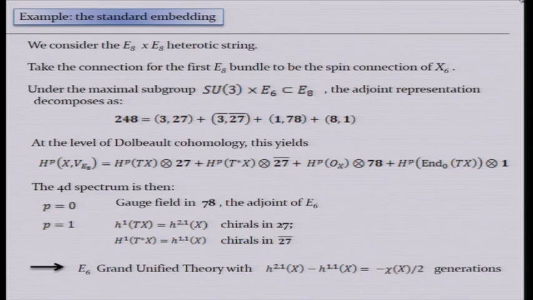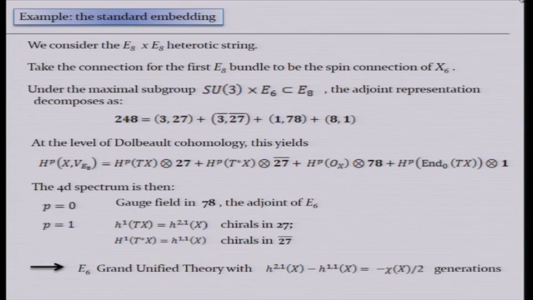And this is going to be the Hodge number h^{1,0} of X times the 78, but on the Calabi-Yau, we saw that h^{1,0} is equal to 0, so that doesn't give you anything. And from here, you're going to get some H^1. You're going to get a bunch of singlets, so these are singlets of the E6.